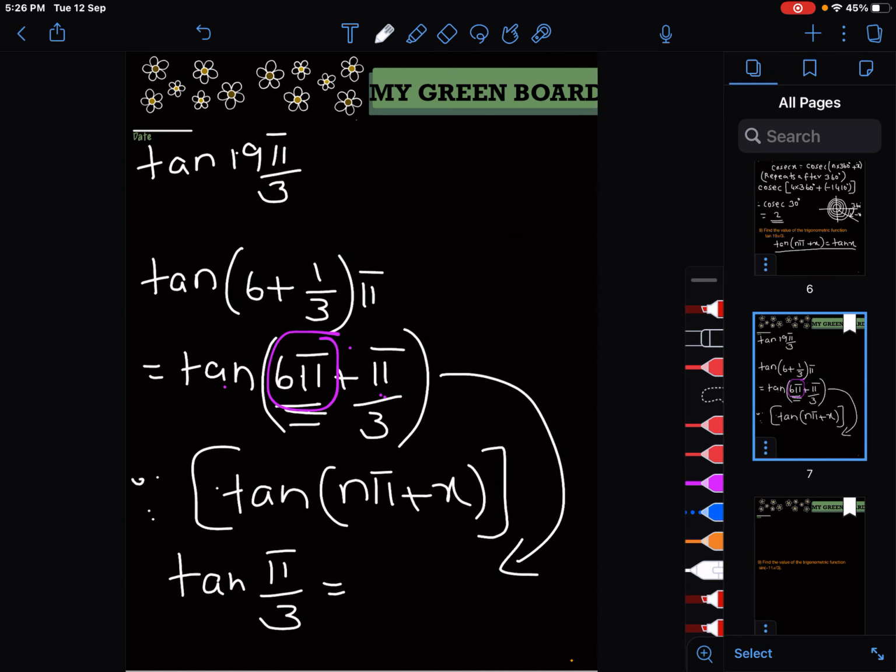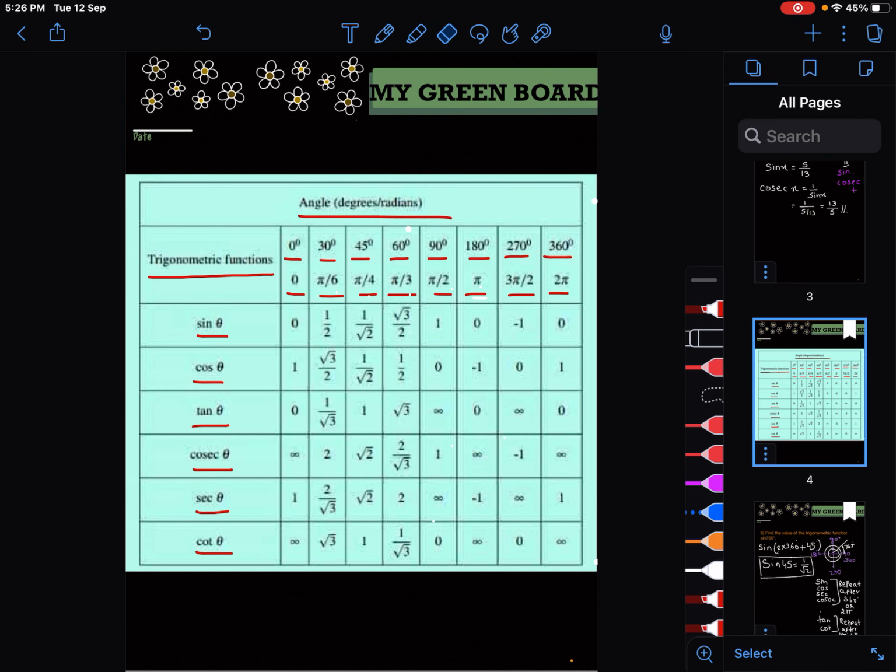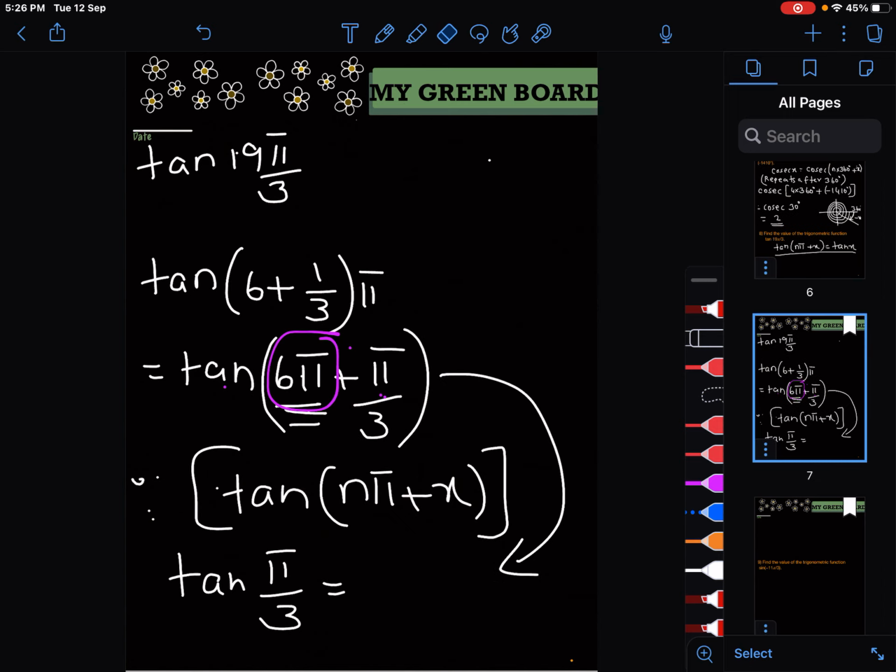Which will give you, tan of pi is nothing but 180 degrees. So 180 by 3 would be 60 degrees. So what would be your tan of 60 degrees? You can see from your table, tan of 60 degrees is root 3. Okay, so your answer would be root 3. Okay, root 3 is your answer.